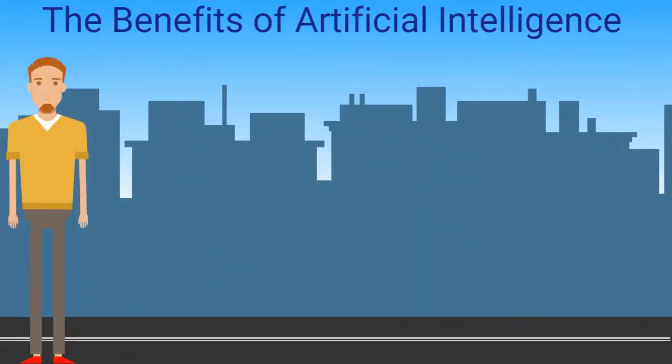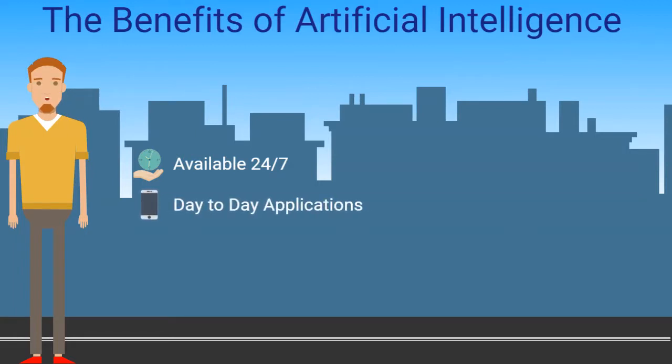Artificial intelligence has several benefits. It is available 24/7. It doesn't need breaks, payments, or sleep. It also has day-to-day applications. How many times do you look at your smartphone in a day? How many questions do you ask of Siri or Alexa? They can also act as digital assistants.